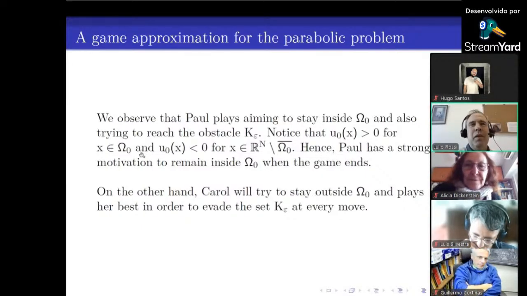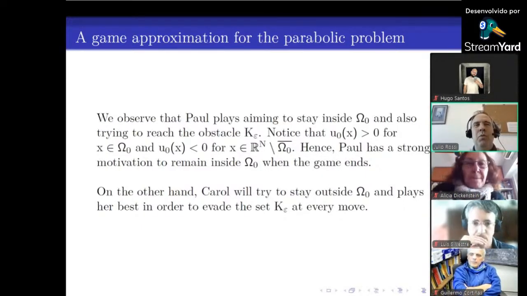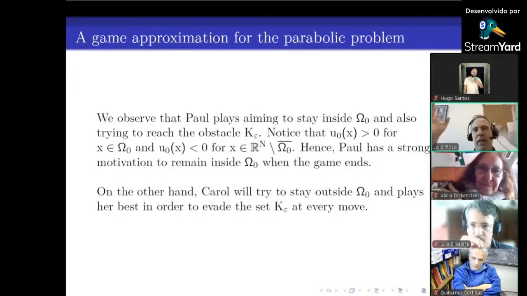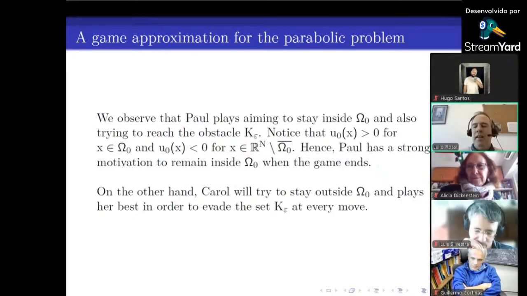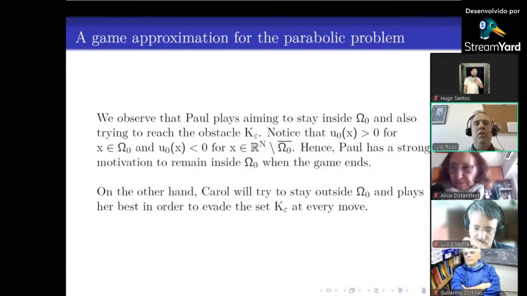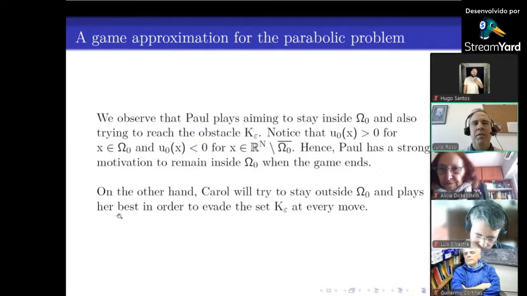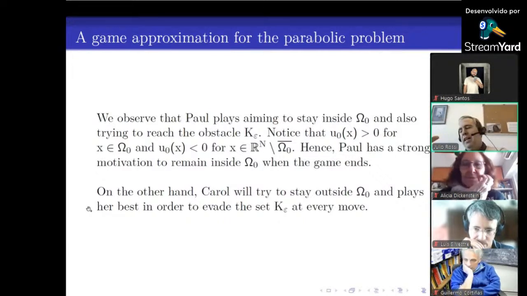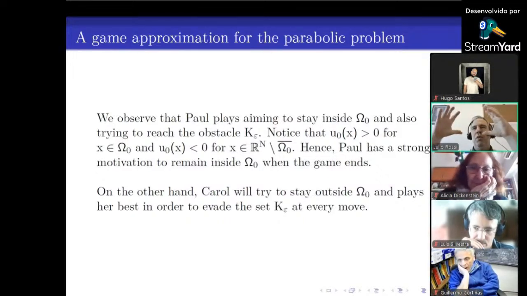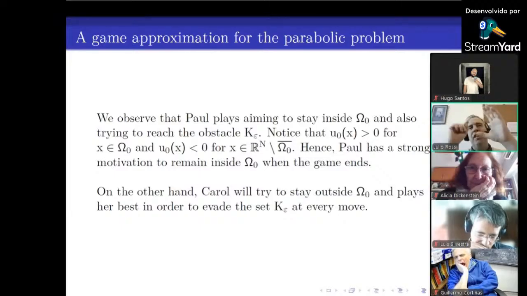Okay, but what does Carol want to do? Carol will try to escape outside omega 0. So she wants to go outside omega 0, but she has to do this in a clever way, evading all the time. She wants to not reach this K epsilon. So Carol wants to go outside omega 0, outside the region, without touching the obstacle at every movement.